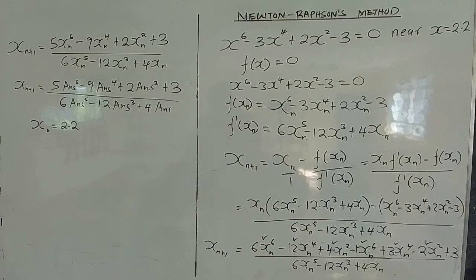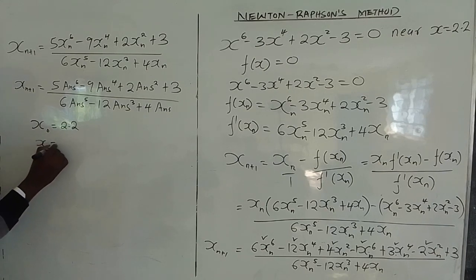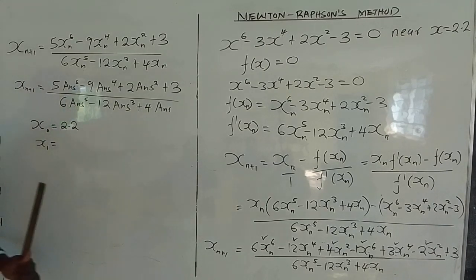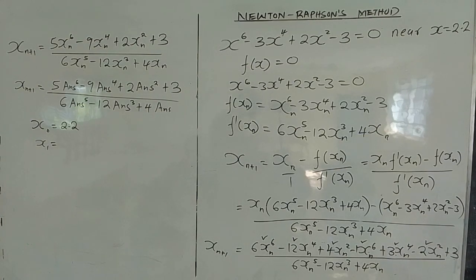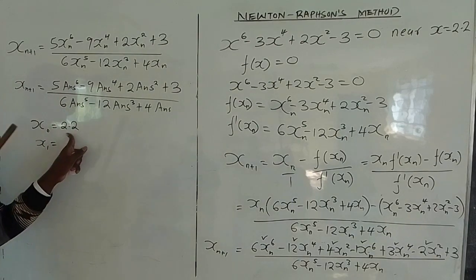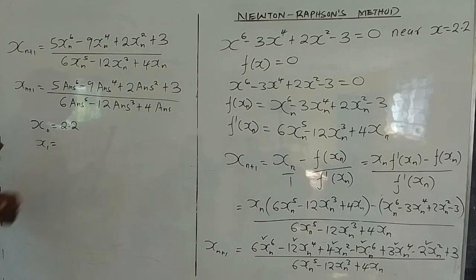So once you have fed the formula, it will give you the first answer, isn't it? See, this x naught is 2.2. Now, if you want to get x1, you can just press the AC button to minimize the formula. Then feed the first value again to confirm: 2.2 is equal to 2.2.